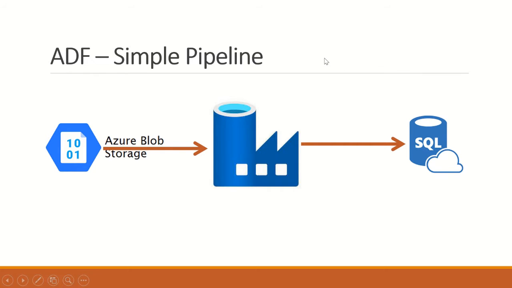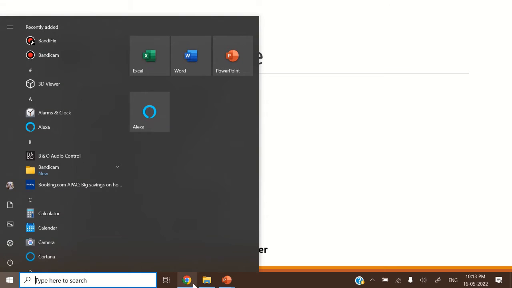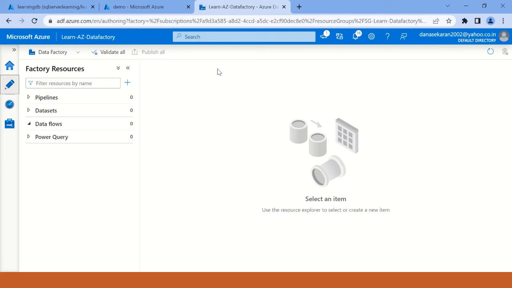For that, we require a linked service for the source system and a linked service for the sink system. Sink is nothing but the target system. We are going to create a dataset for the source and similarly a dataset for the sink. Create the pipeline with the copy activity, then publish and execute the pipeline, and then verify the data loaded into Azure SQL Server. Okay, let us start the pipeline creation.